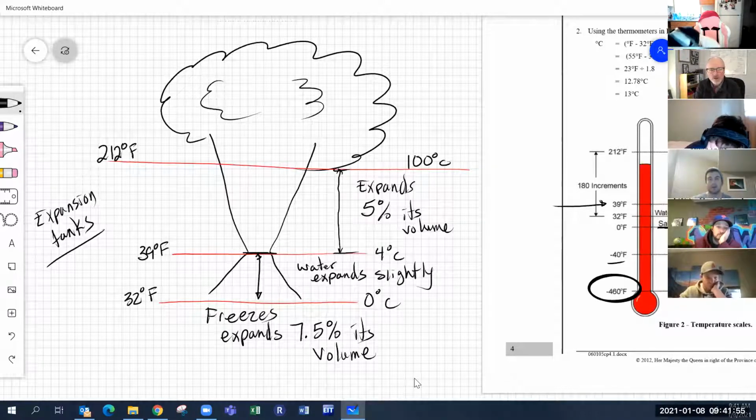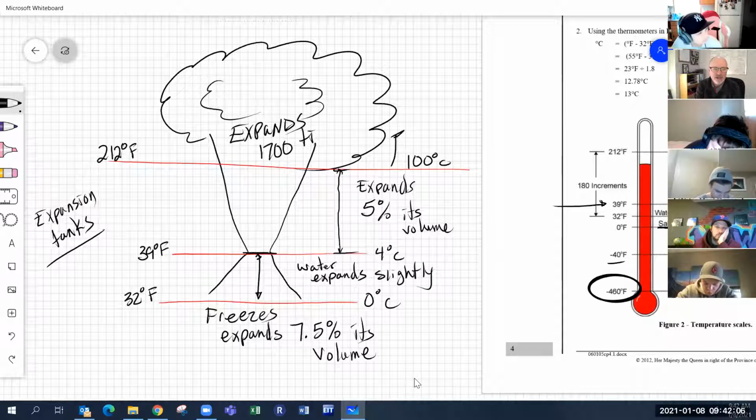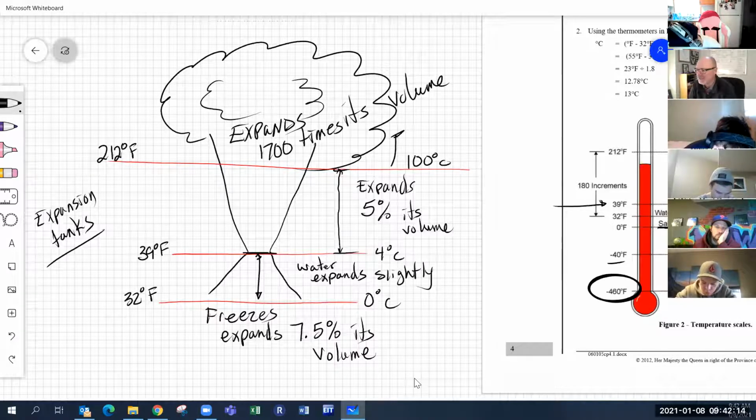Now, when water goes from the boiling point to steam, it expands 1,700 times its volume. Water expands when we freeze it, it expands when we heat it, and it expands when we turn it to steam. It just expands all the time. It's crazy.